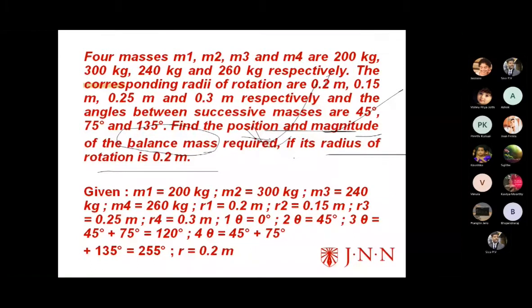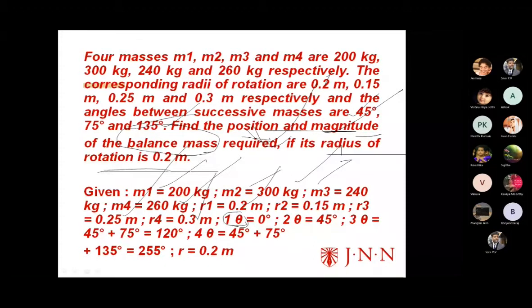ரைட்டா? So if radius of rotation 0.25. So M1 value 2, M2 value, M3 value, M4 value குடுத்துருக்காங்களா? அத குடுத்து எழுதுங்க. R1 value 0.2 மீட்டர், 0.15, 0.15, R3 0.25, R4 0.3 மீட்டர். ரைட்டா? But இது θ1 இல்ல. இதுல பொறுத்தவரைக்கும் 3 theta தான் குடுத்துருக்காங்க இல்லையா? அதாவது first one 45, second one 75 and third one 135.